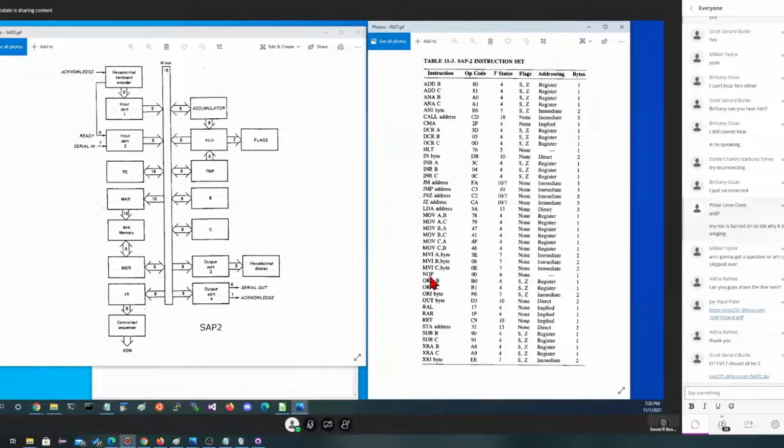No op, no operation. If we encode 1 byte of 0, if the program counter gets to it, it does nothing. Takes 4 T states to do nothing, so you could use it for timing. If you want to delay for 4 T states. Doesn't set the flags, has no addressing mode, and it'll fit in 1 byte.